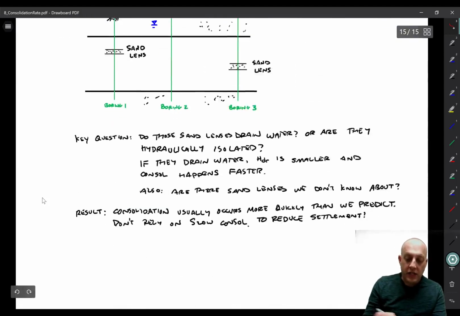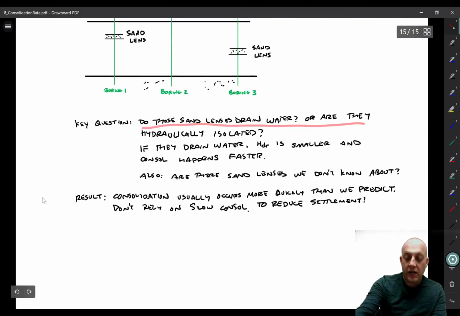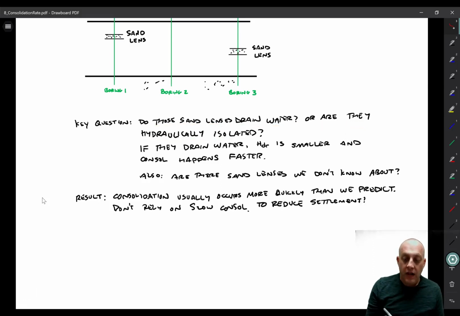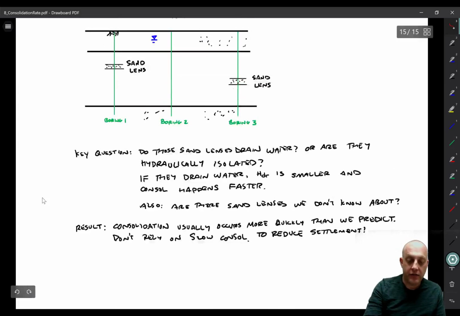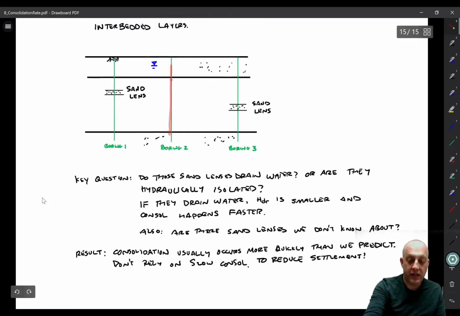So key questions: do those sand lenses drain water, or are they hydraulically isolated, these little patches in there? If they drain water, drainage path length is smaller, potentially much smaller, and consolidation will happen faster than we predict. If we just did boring number 2, we would say the clay layer has that thickness, double drain, so the drainage path length is half of that, but we're going to really over-predict the amount of time it takes for consolidation to happen.